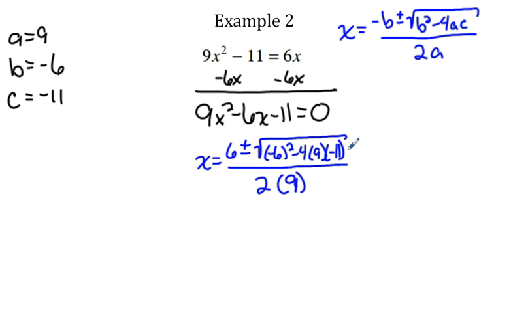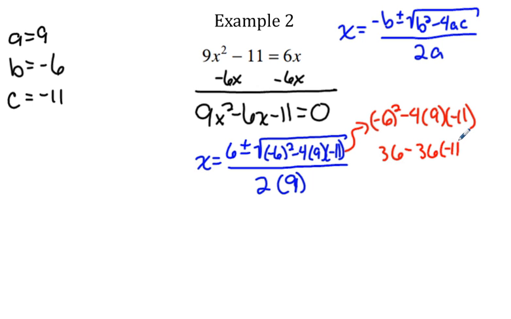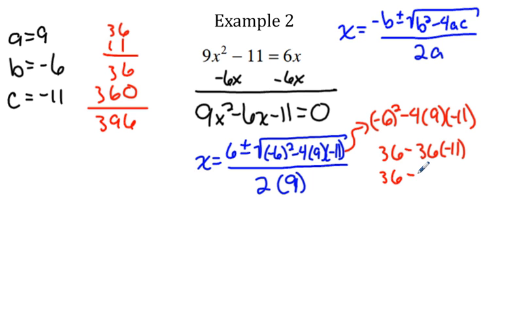The next step is to evaluate my discriminant. So we've got negative 6 squared minus 4 times 9 times negative 11. Negative 6 squared is 36. Negative 4 times 9 is negative 36. And we're going to multiply that by negative 11. Okay, I'm going to multiply that over here. We've got 36 times 11. 1 times 6 is 6. 1 times 3 is 3. 0, 6, 3, 396. All right, so this is going to be 36 plus, because it's a negative times a negative, 396.